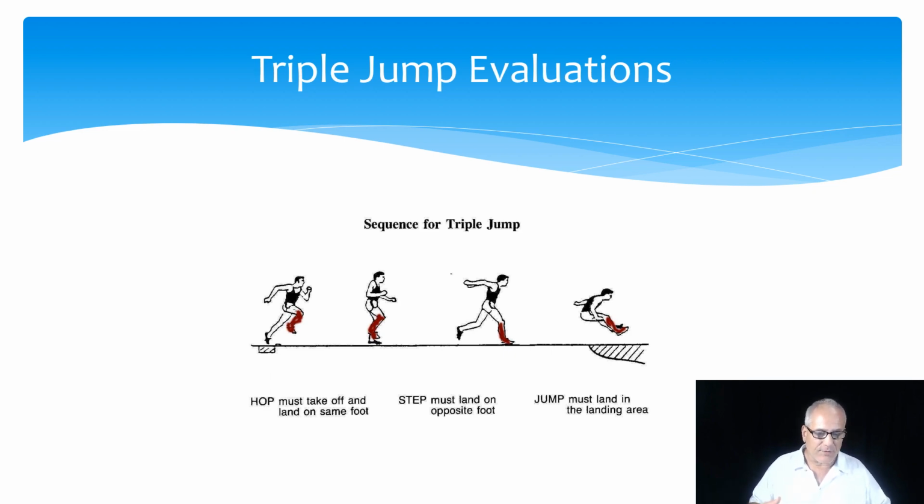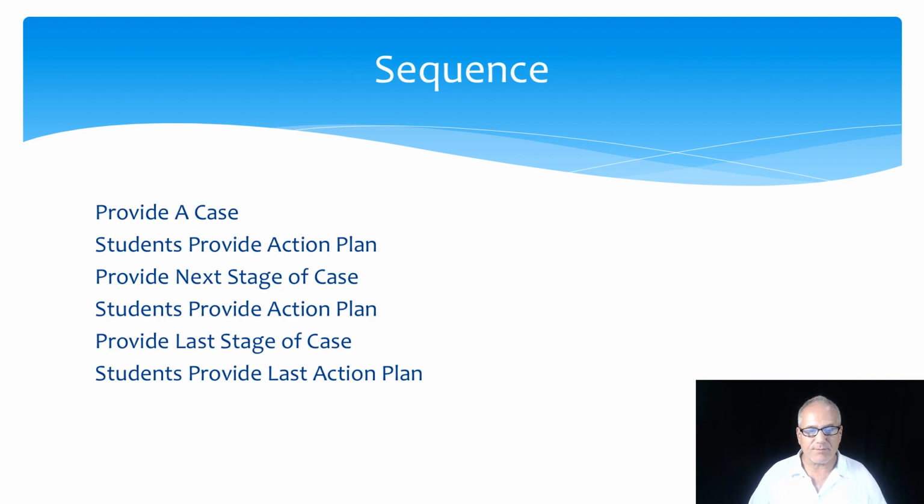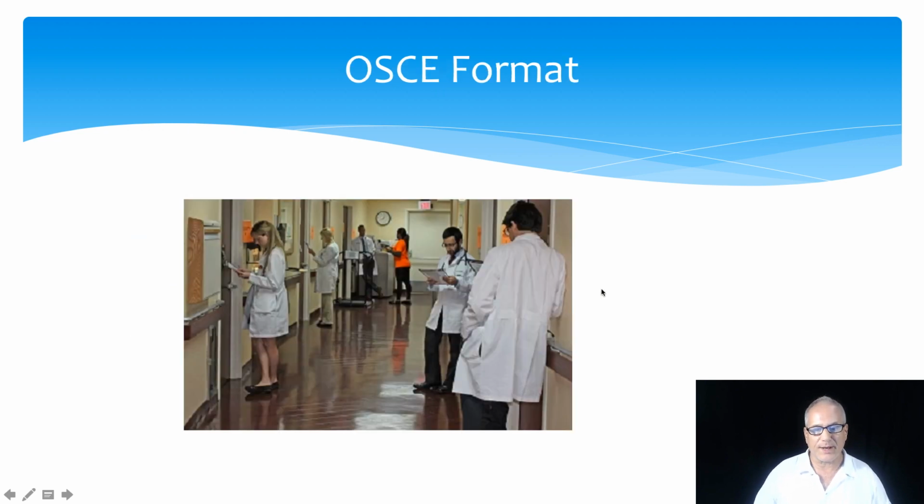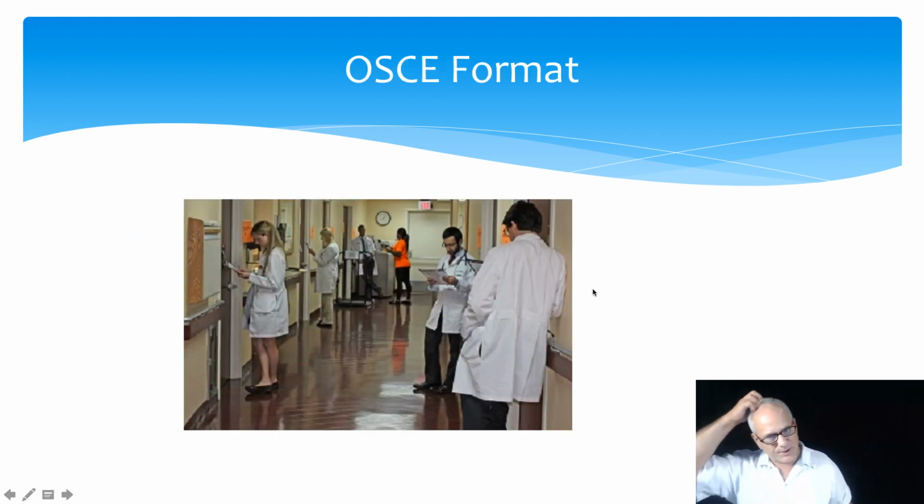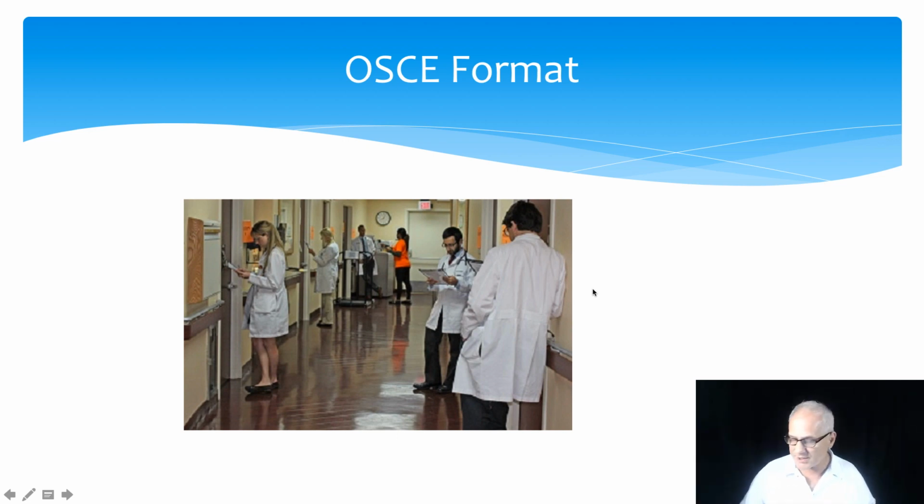They wanted to look at how they solve problems and look at their problem-solving attributes and to do these kinds of measurements. So again, this idea that you would provide a case, students provide an action plan, provide the next stage of the case, provide a second action plan, etc. This is what's called triple jump learning. And this can resemble what we call the objective structured clinical examination, OSCE format.